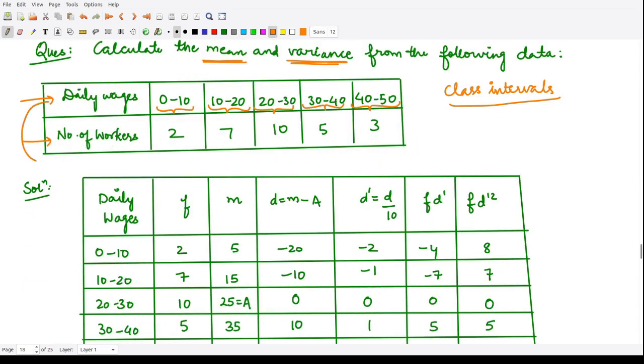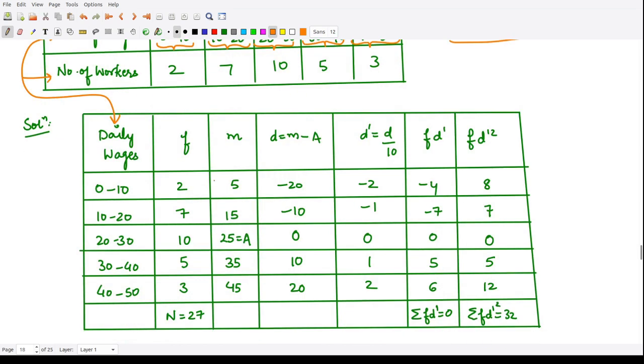For that we have to write the daily wages as the first column, then the number of workers as the corresponding frequency for obtaining wages between these intervals. When you add up all these frequencies downwards, 2 plus 7 plus 10 plus 5 plus 3, that comes out to be 27. So that becomes your n, that is the total frequency.